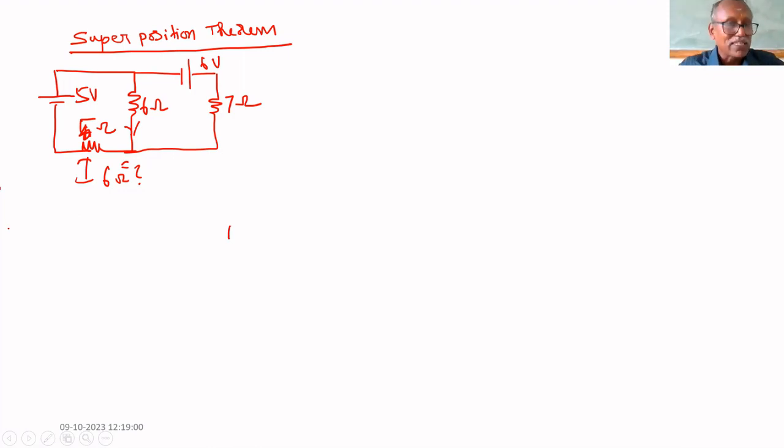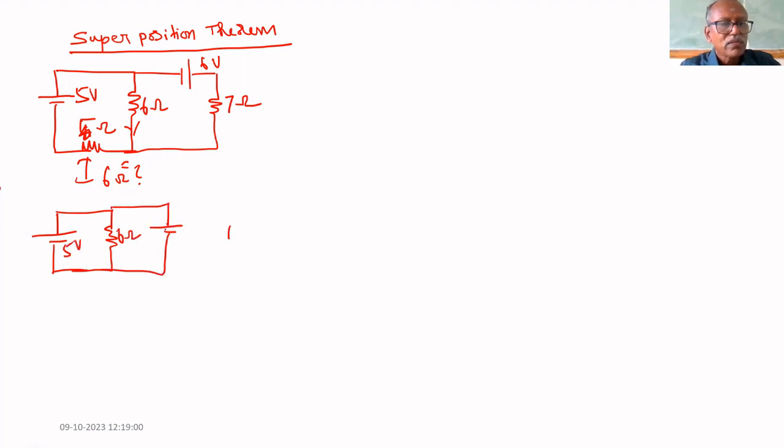For example, I will tell you an example of an ideal source. The same circuit I am modifying this way. This 5-volt and 6-volt are called ideal sources. Why ideal? What is ideal?